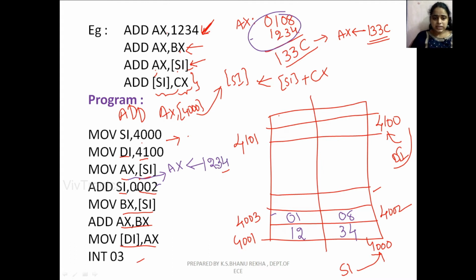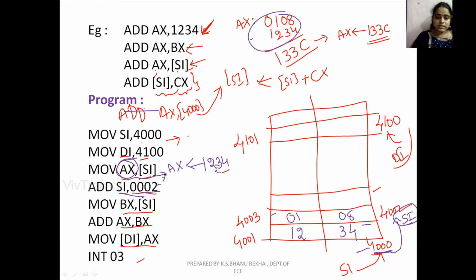Next, ADD SI comma 0002. SI is at the 4000 location. By default, it recognizes whether the register is 16-bit or 8-bit. If it is a 16-bit register, it takes the next memory location and transfers the whole word from memory to the 16-bit register. If it is an 8-bit register, it considers just that memory location and transfers it to the corresponding register. This we have discussed in our first unit also. So ADD SI comma 0002 means 4000 plus 2 is 4002, so the new SI is at 4002.